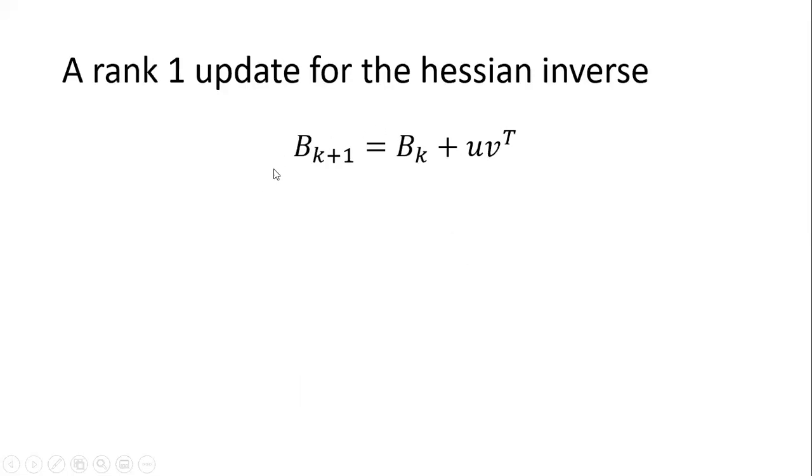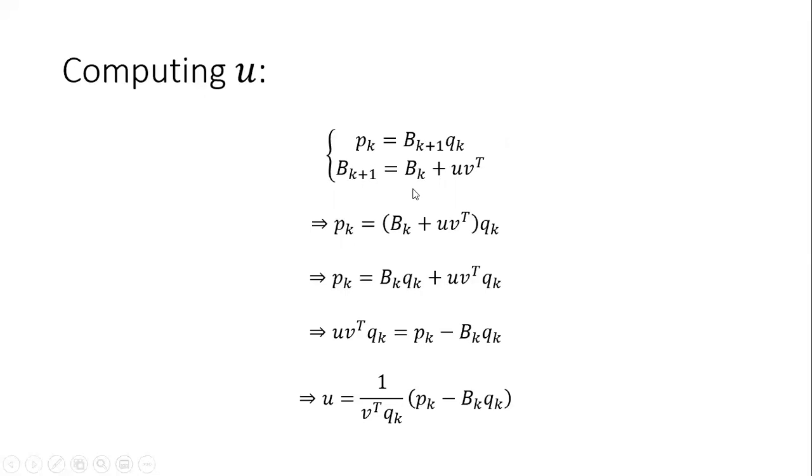Now we will look for a rank-one update for the Hessian inverse. We will write the rank-one update as an equation: Bk plus 1 equals Bk plus u v transpose. And now we have to find u and v that make the rank-one update we want. So we have the secant equation and we have the rank-one update of B. We take the rank-one update and put it into the secant equation. So we get pk equals Bk plus u v transpose, multiplied by qk. We will open the parentheses and get pk equals Bk qk plus u v transpose multiplied by qk.